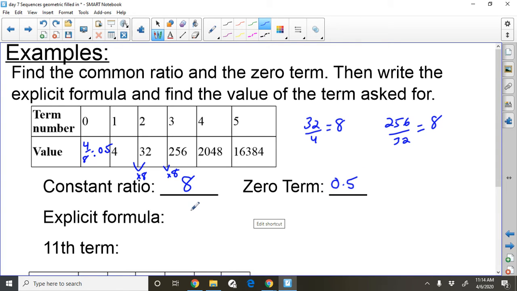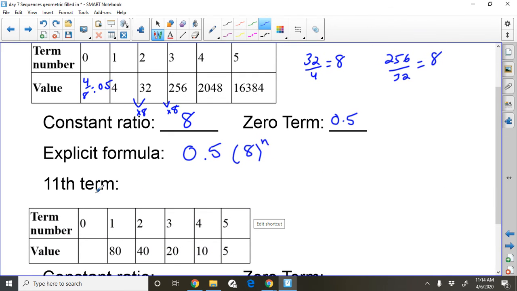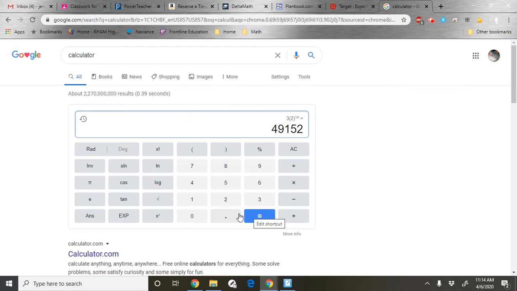Our explicit formula is the 0 term times the constant ratio to the n power. We did all of that yesterday. Today, we're going to find one of the later terms. We're going to take, in this case, the 11th term, 0.5 times 8 to the 11th power. I'm going to go to my calculator. I'm going to do 0.5 times 8 to the 11th power. And you're going to get some very large numbers for these answers.